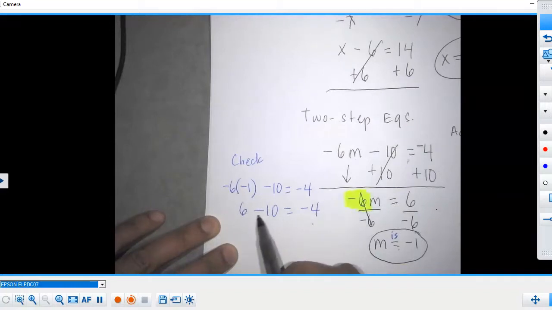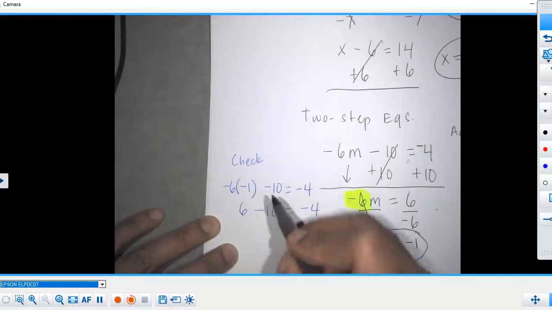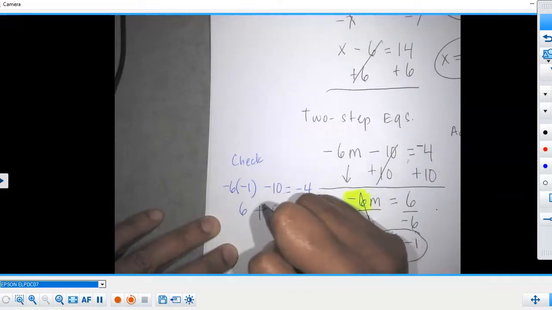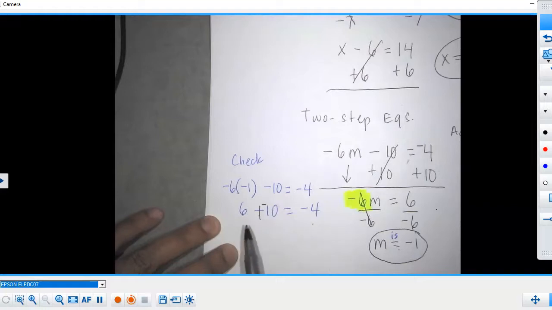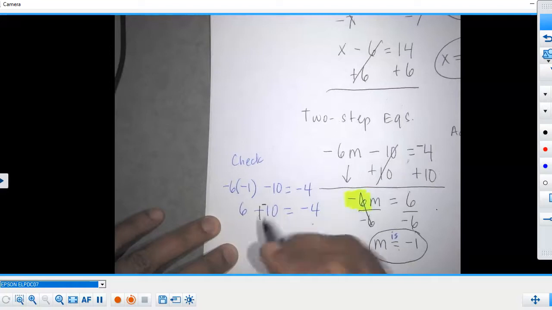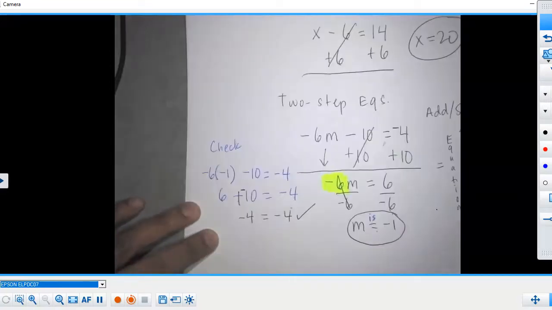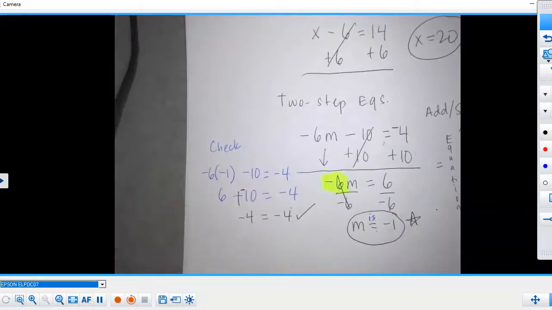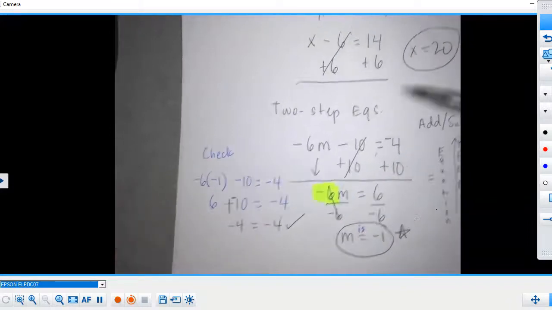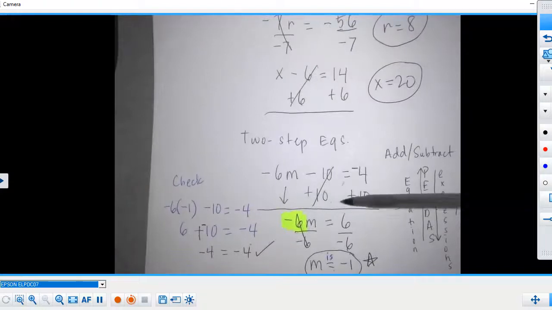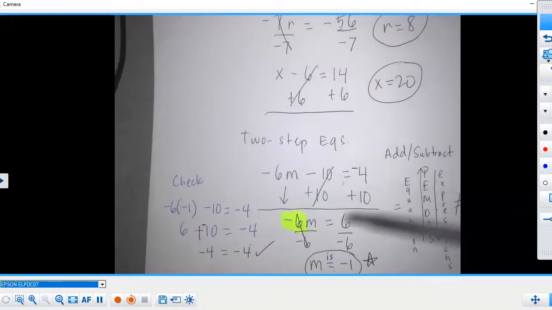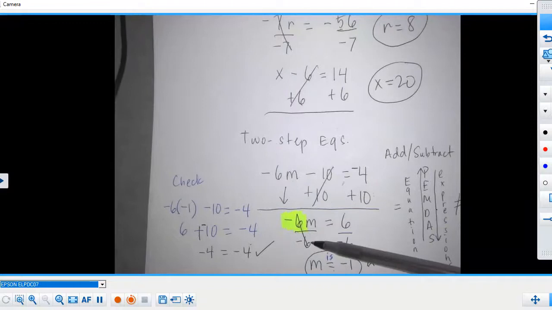It does, because again, remember I told you to change those subtraction sentences into addition? If I bump back the negative, so I have a positive plus a negative, subtract, keep the sign of the bigger number. So -4 does equal -4. That means we do have the right solution. And again, we did that in 2 steps. The first step was I added 10, and then step 2, I divided by -6. So that's a 2-step equation.